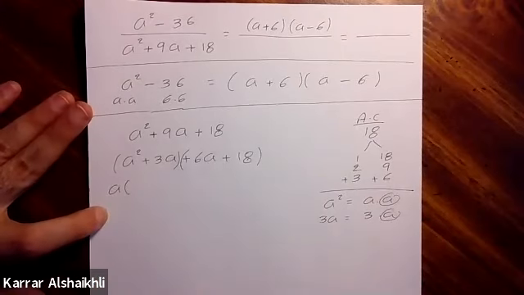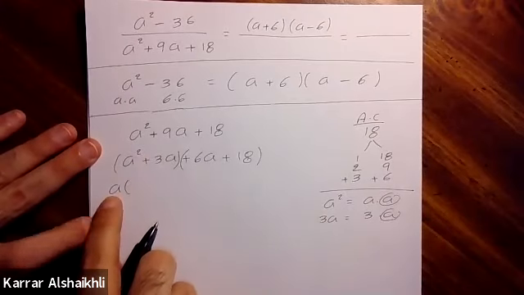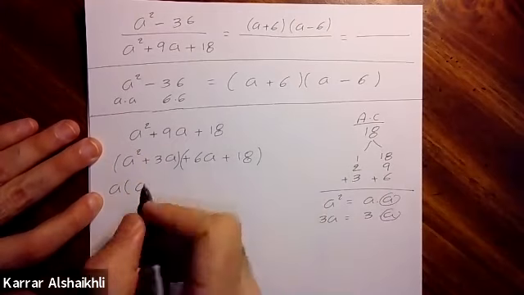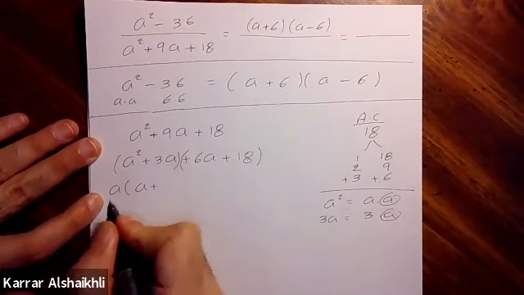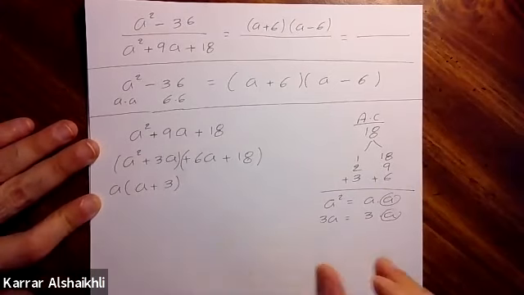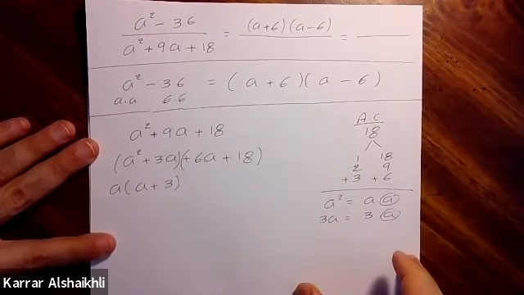Now I'm going to divide. A squared divided by a is going to be a, plus 3a divided by a is going to be 3. You can do exactly the same steps here on the side.